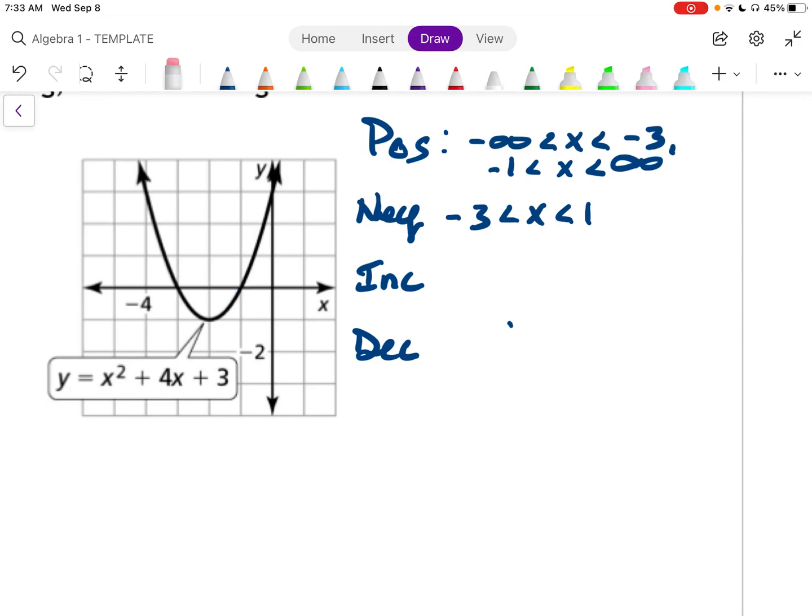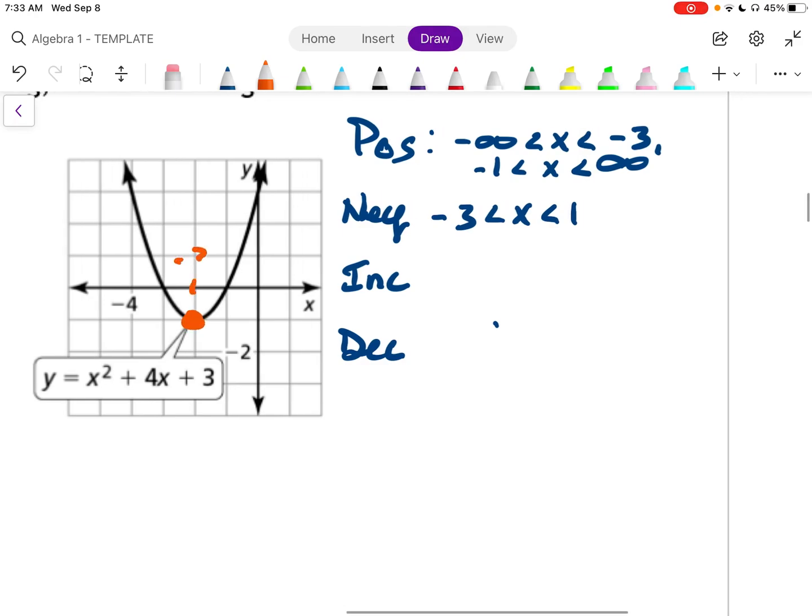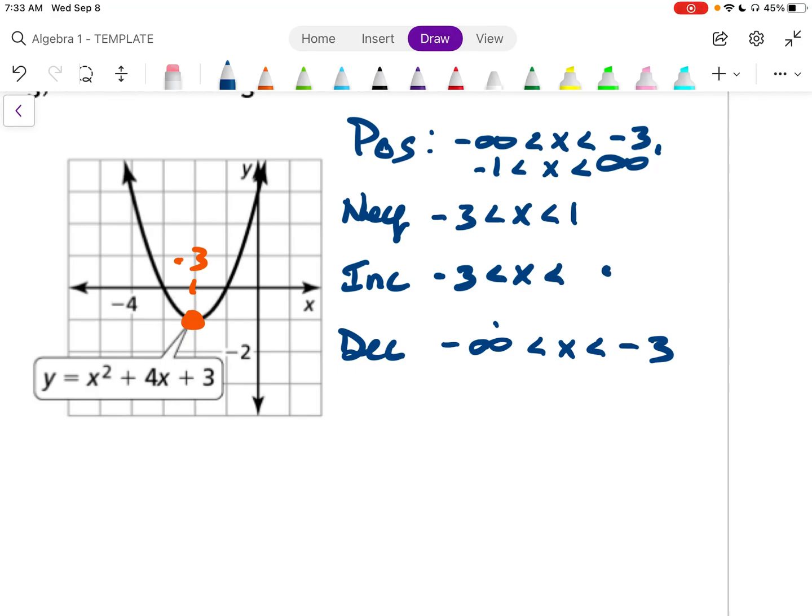Now for increasing and decreasing, we need to look for the change of direction. That looks like it's happening right there. That's at -3. So we'll talk about decreasing first. It's decreasing on the left side of that, so it's going to be negative infinity less than x less than -3. And then it's going to be increasing on the right side. That's going to be -3 less than x less than infinity.